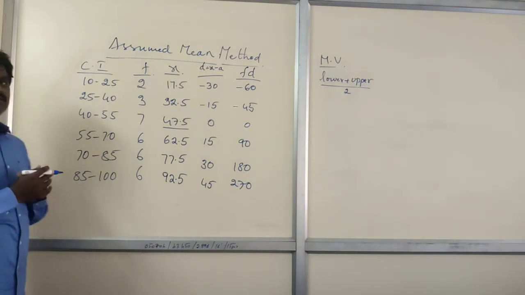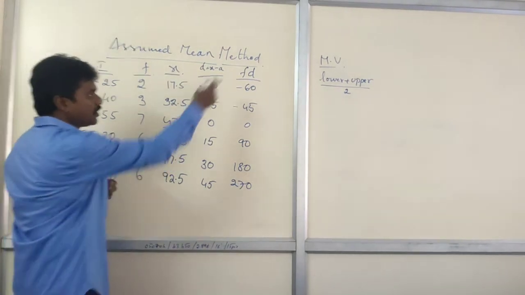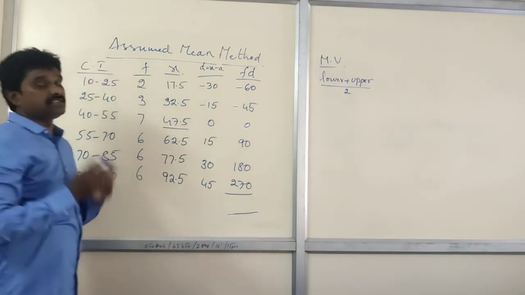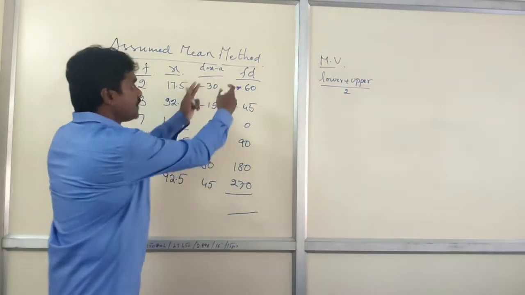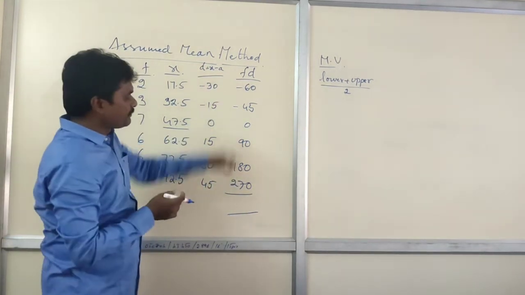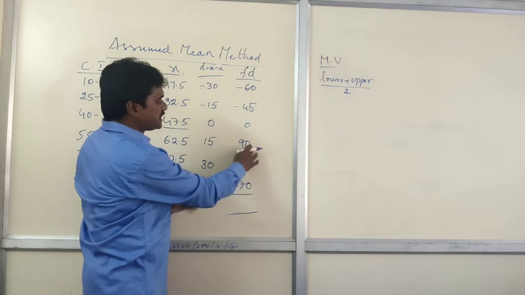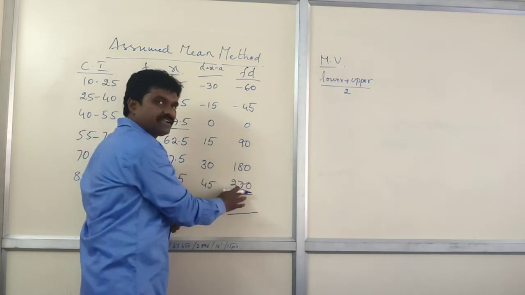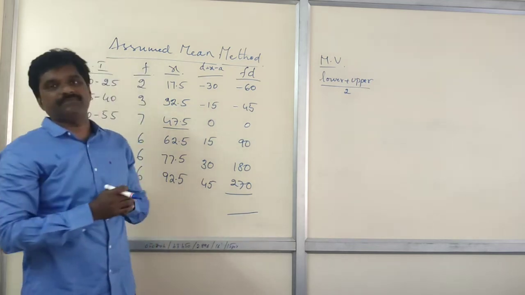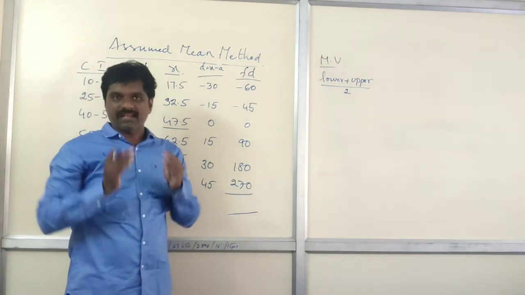So dear students, observe very clearly. Now we have to make the sum of these FDs. You should be very careful while you are adding these and subtracting these. The sum, first add all these: 90 plus 180 plus 270. From this you subtract minus 60 minus 45. You make a rough work.